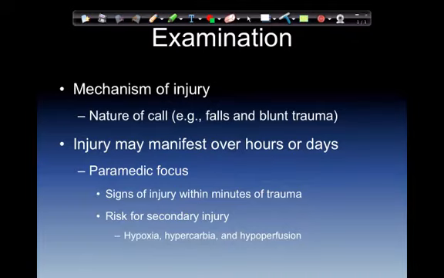Three major etiologies of secondary injury include hypoxia, hypercarbia, and hypoperfusion. So we're going to be sure that we're supportive of their vital signs. Keep them oxygenated, keep their CO2 levels down, and keep their blood pressure adequate.